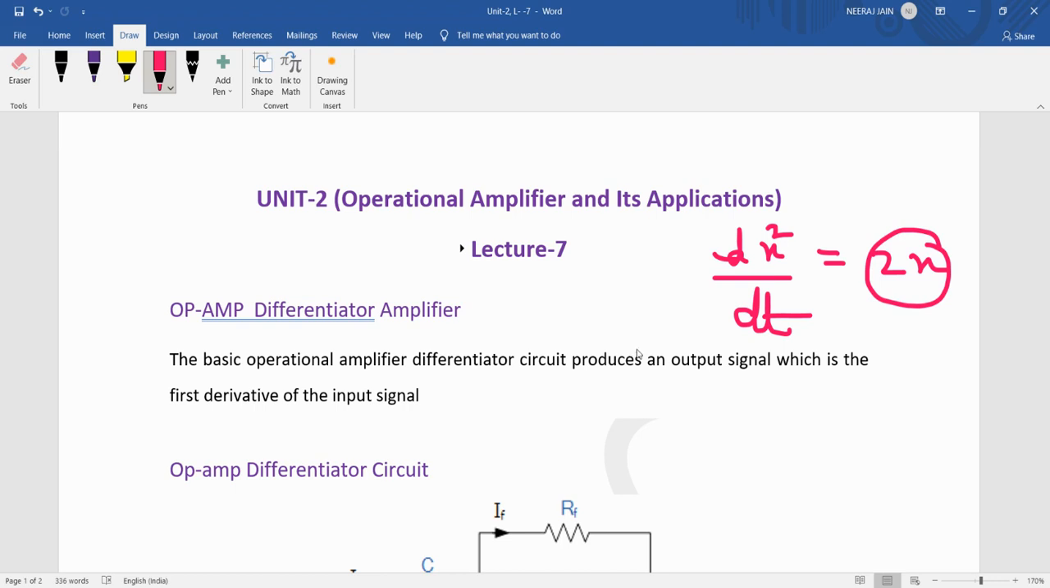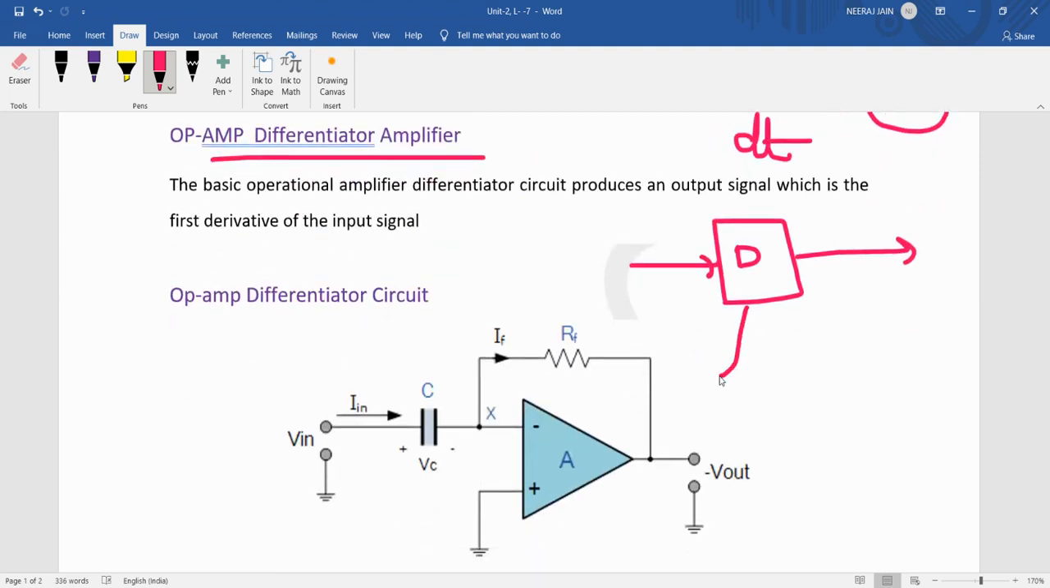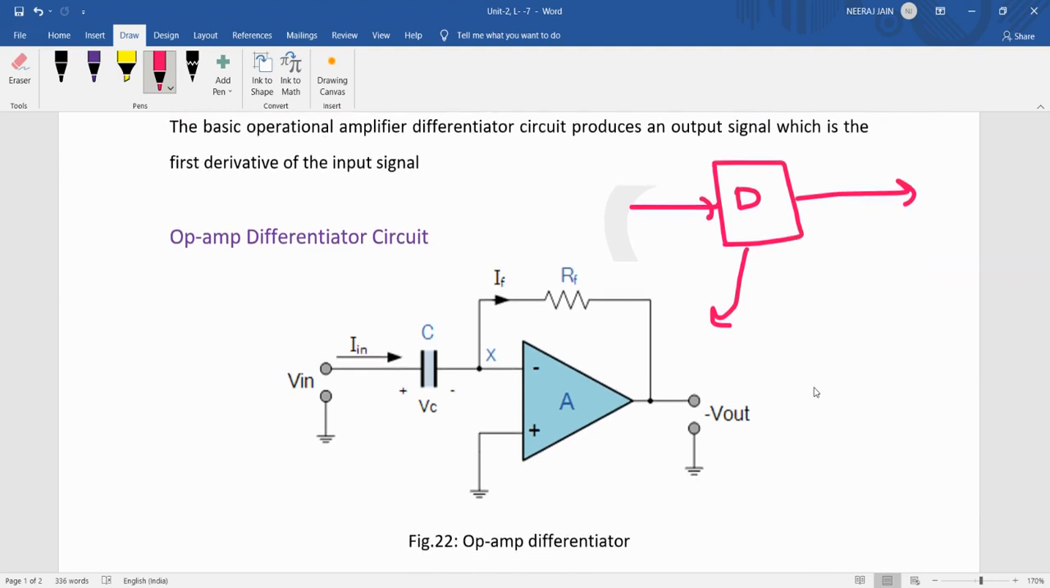So to implement the differentiator, we will see the basic circuit of the differentiator. The differentiator amplifier circuit produces an output signal which is the first derivative of the input signal. If we give the input, then by this circuit of differentiation we can get the first derivative as the output. It is the circuit of the differentiation that is implemented with the help of the op-amp.